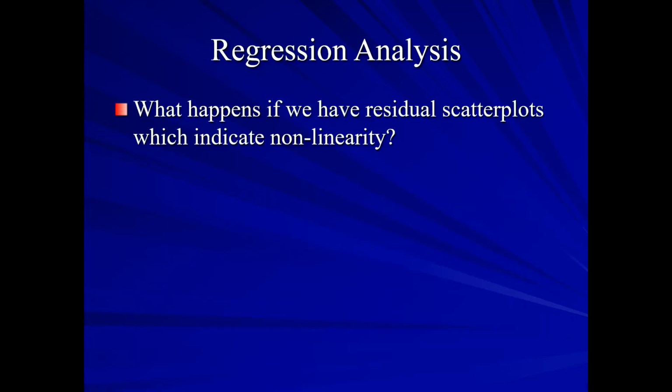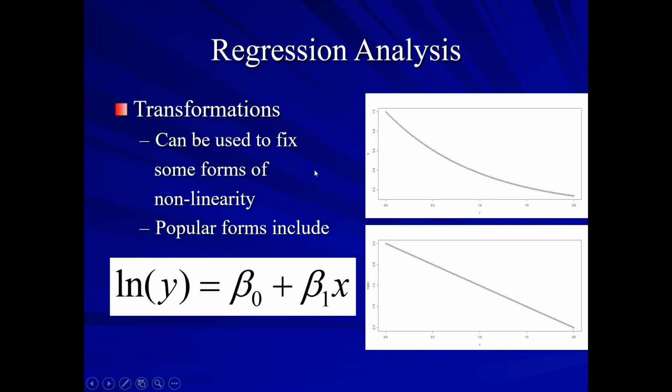Well, what happens if I have residual scatter plots which indicate nonlinearity? When we have data that is nonlinear, we can use certain transformations to help fix that. One of our most popular forms includes the natural log of y equals beta 0 plus beta 1 x. Now, here we can see we have data that is exponentially distributed. So if we take the natural log of y, notice this becomes linear.